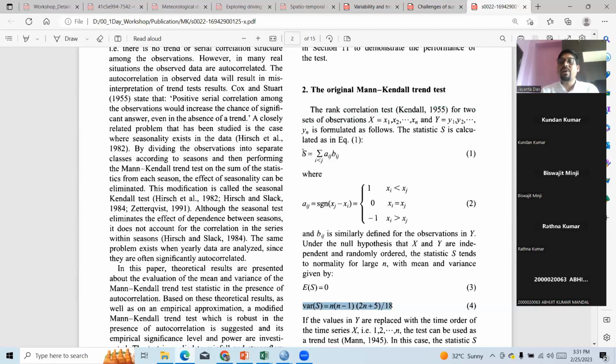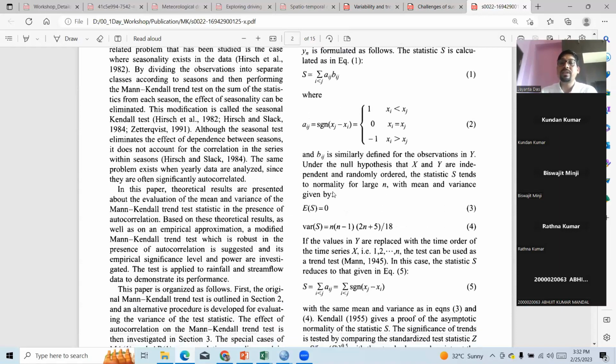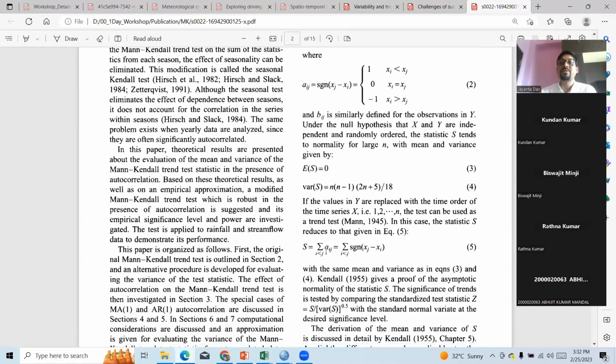Okay. So what is this? What does S mean? The summation of Aij multiplied with Bij. Aij is only considered when there are two sets of variables, but in case of time series data, we have only one set of variable. So we have to consider this technique. S is equal to the summation of Aij, equal to the summation of sign(xj minus xi).